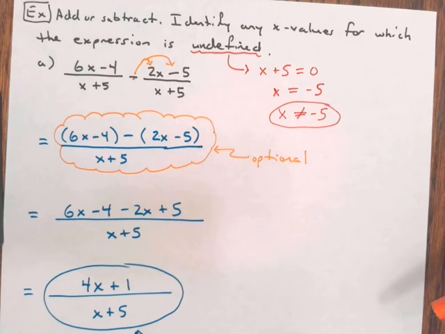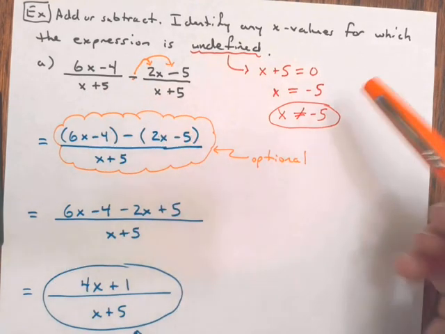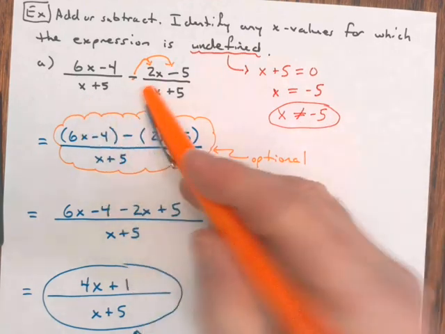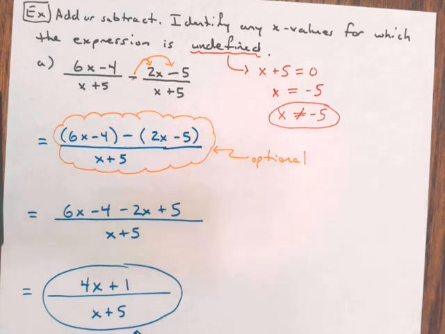You also have to identify any x values for which the expression is undefined. To do that, set each denominator equal to 0, and then solve if you can't just look at it and solve it. In this case, x is not equal to a -5. That's the value for which our expression is undefined.